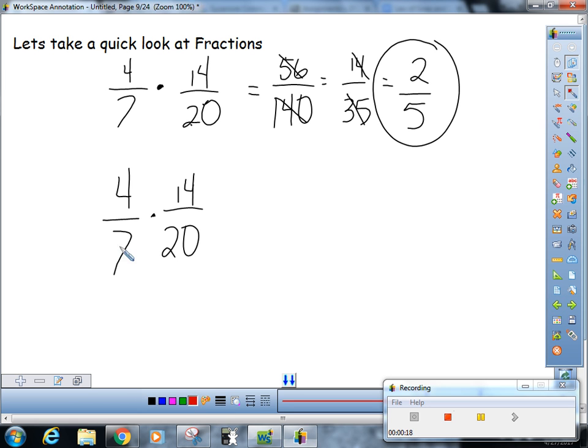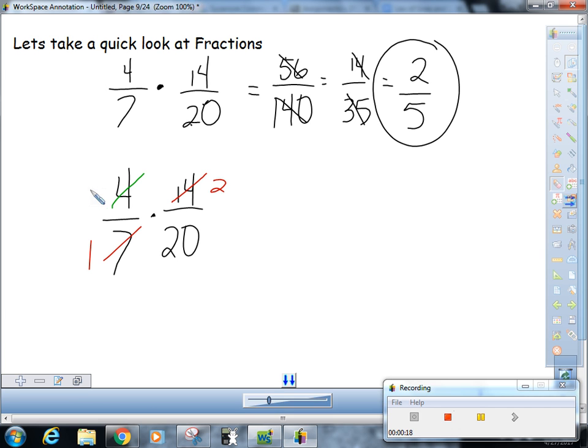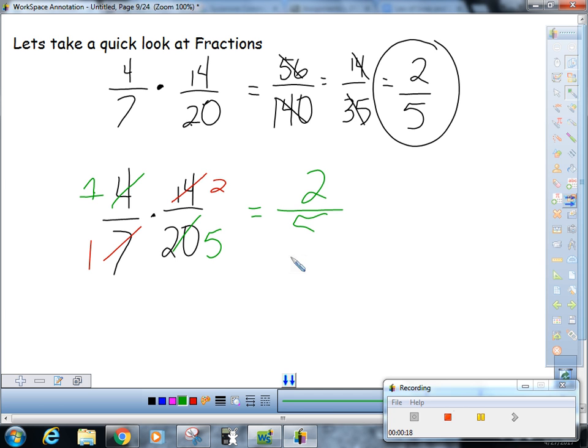Notice that 14 and 7 are both divisible by 7. So even though they're not right on top of each other, you can still cancel them. I reduced that fraction. I divided everything by 7. Similarly, 4 and 20 are both divisible by 4. So 4 divided by 4 is 1. 20 divided by 4 is 5. And now I can just multiply across. 1 times 2 is 2. 1 times 5 is 5. And in my mind, that's a lot quicker way to do it. You're not going to have to do that with fractions today. You just need to know those rules. So far, so good? Okay.